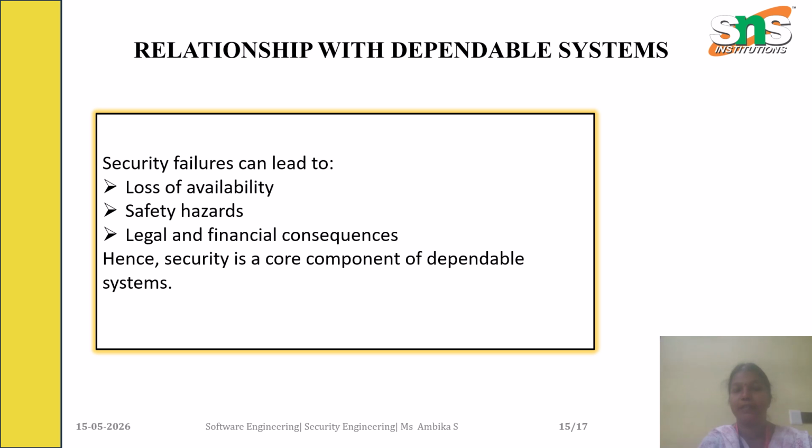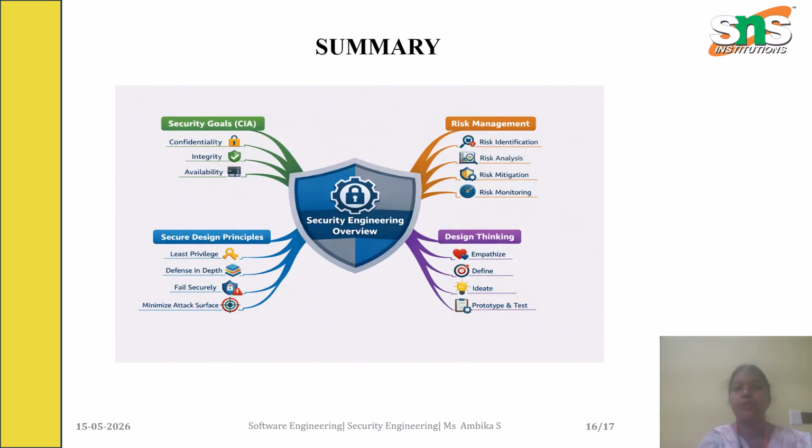Relationship with a dependable system. Security failures lead to loss of availability. Some safety hazards may arise, and it also leads to legal and financial consequences. So security acts as a core component of the dependable system. This is a summary of security engineering.